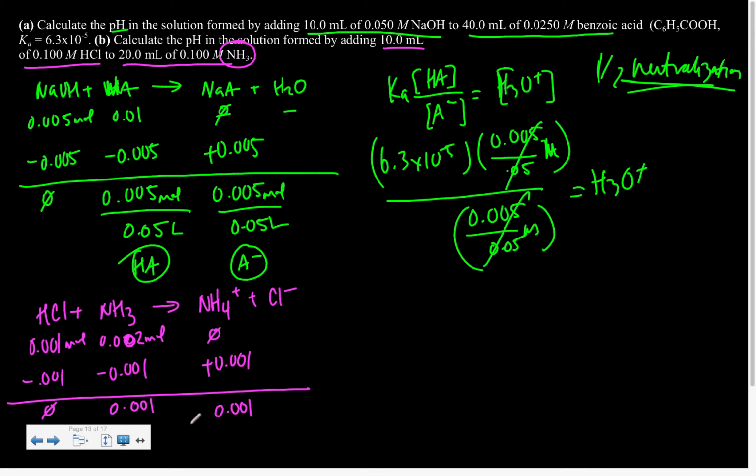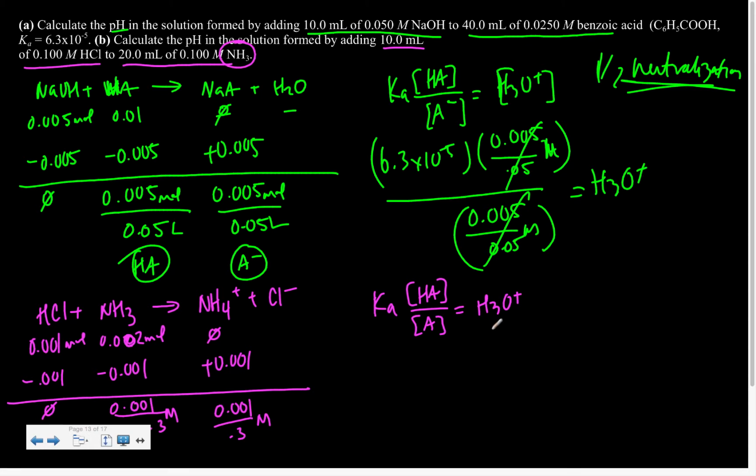So like I said, half neutralization, right? And it's going to be over our new volume, which is going to be 0.3 liters, right? And so this is our molarity of each, right? Now, really, really important, this is going to go back to this expression again, right? Ka times HA over A minus is equal to H3O plus, because we want to find the pH.